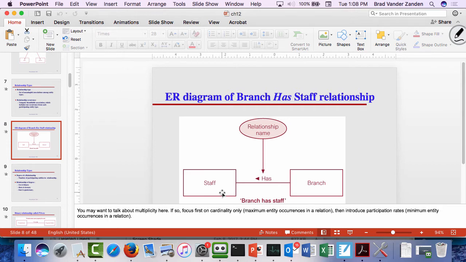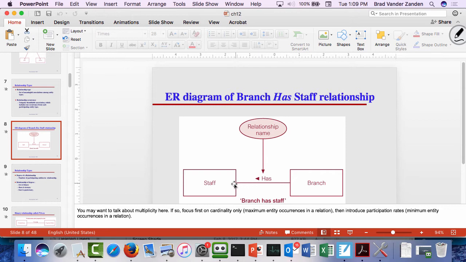Now, another thing about relationship names is you want them to typically be action verbs. So has isn't particularly good. Employs would probably be better, because has is passive. In English, has is more of a passive verb. You try to select action verbs for your relationships. If you find yourself using a passive verb, it may well be that the arrow is in the wrong direction.